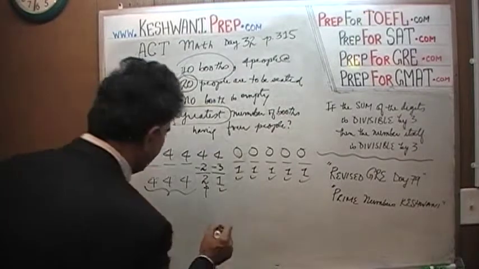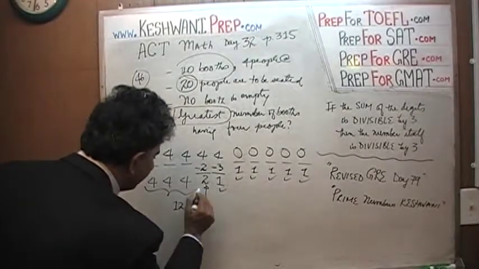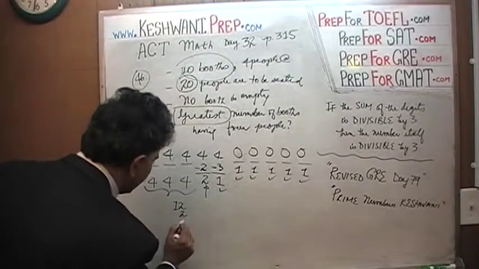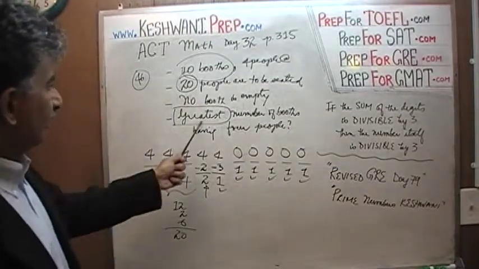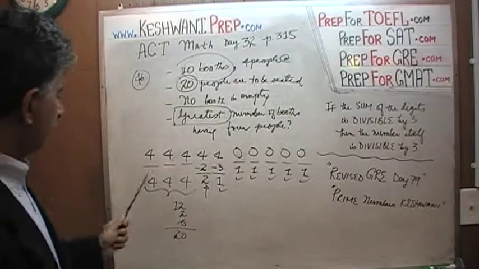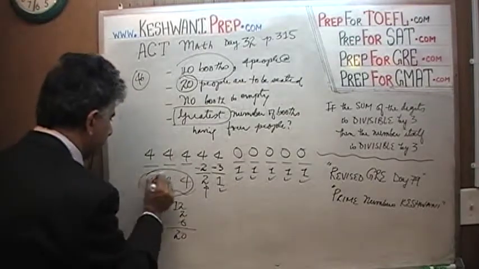That's our 20 people. 4 times 3 is 12. We have 12 people here. We have 2 people there, and then 6 more. And those are 20 people. So the question was, what is the greatest number of booths having 4 people? The greatest number of booths having 4 people is 3 right here.